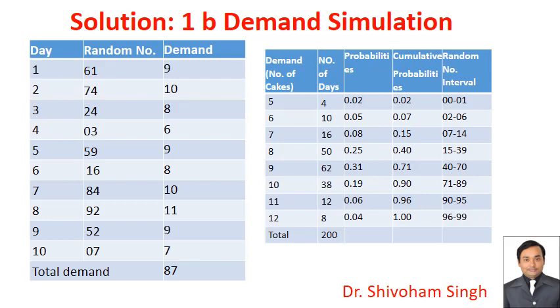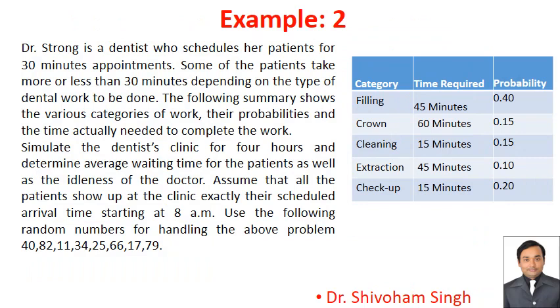That means the table which we have created earlier, the random number interval table, there we will see the random numbers and we will predict the demand for the same. With the help of this, we have created the demand for the next 10 days. Okay, there's another example. Now we have created a different scenario.